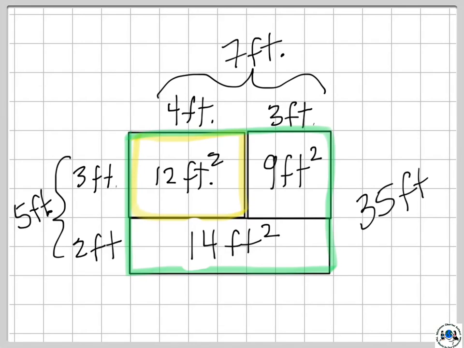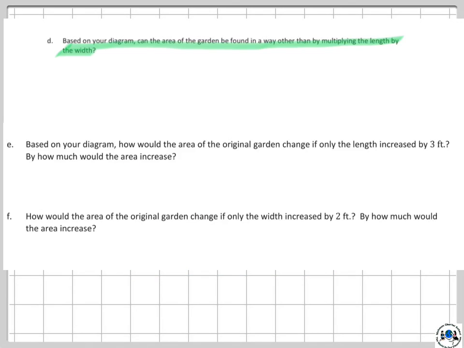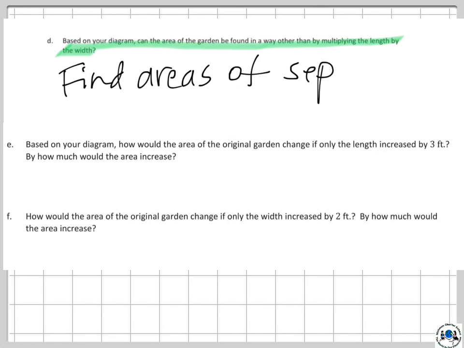So an alternative way would have been to find the areas of separate regions. Okay, separate regions.